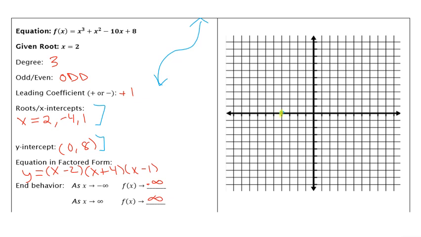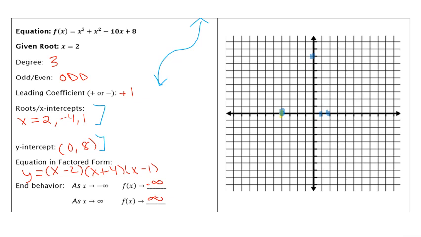Yeah, y-intercept of negative 4. We also have an x-intercept of negative 4, an x-intercept of positive 2, and then an x-intercept of positive 1, and then a y-intercept of 8. So 1, 2, 3, 4, 5, 6, 7, 8.